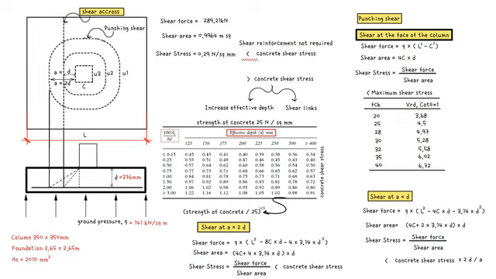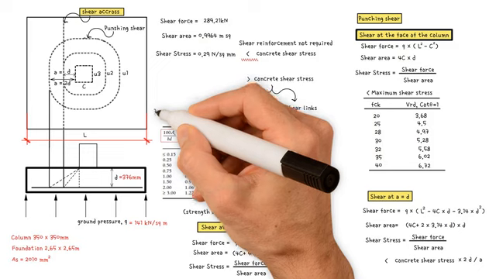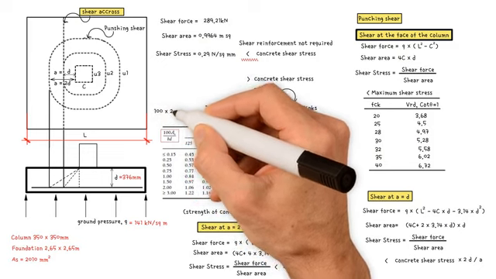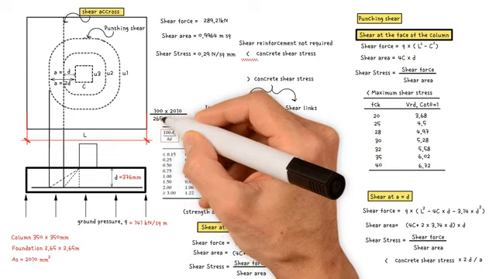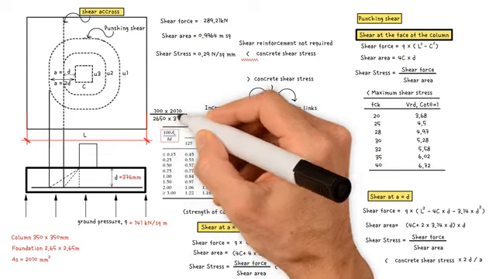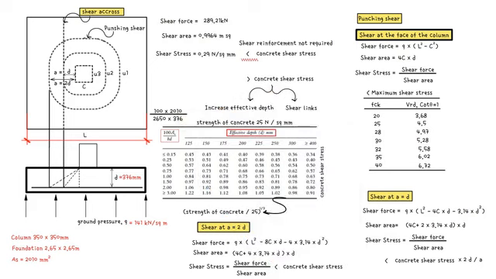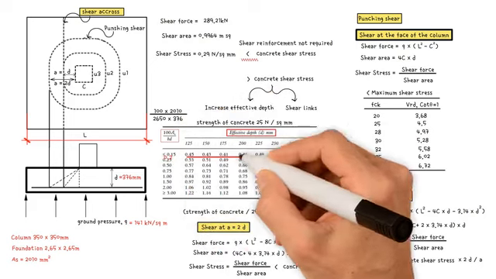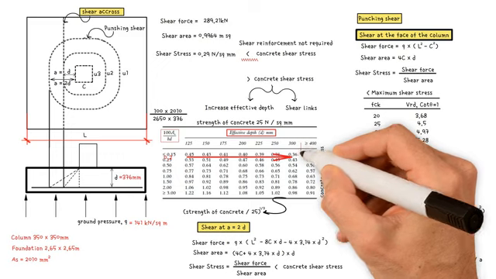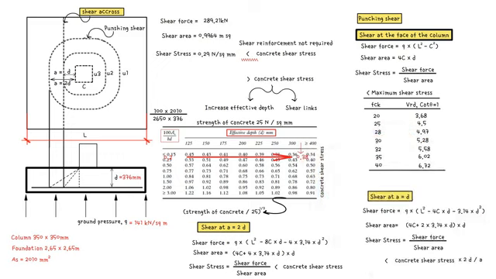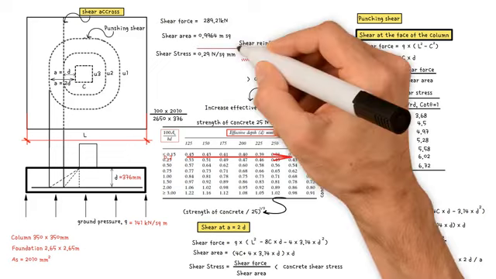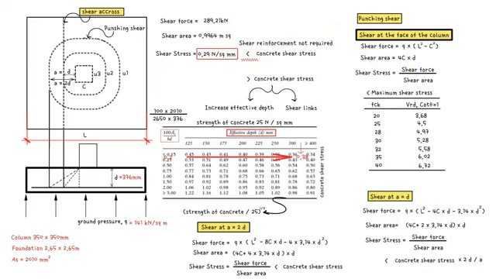We need to work out the reinforcement ratio: 100 times area of steel 2010, divided by the foundation width 2650, divided by effective depth 376. This gives us a value of 0.2. By interpolation, the value of concrete shear stress equals 0.38 newton per square millimeter, which is greater than shear stress 0.29 newton per square millimeter, so no shear reinforcement is required.